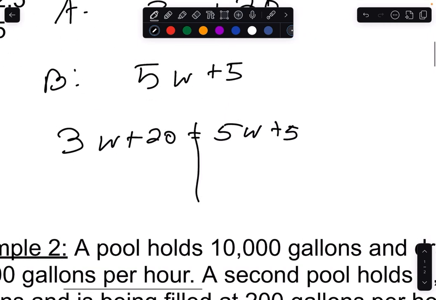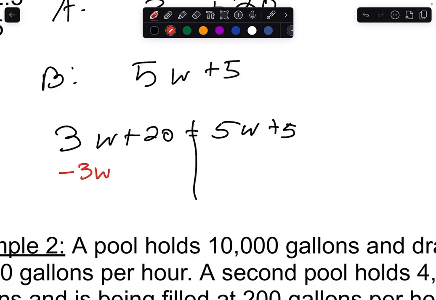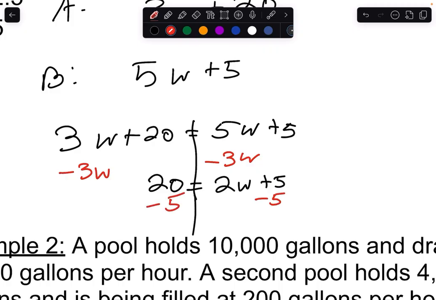And now we're just solving. Let's get all the W's to one side. We'll move this W over. We get 20 equals 2W plus 5. Then I like to get W by itself here, so let's subtract 5.